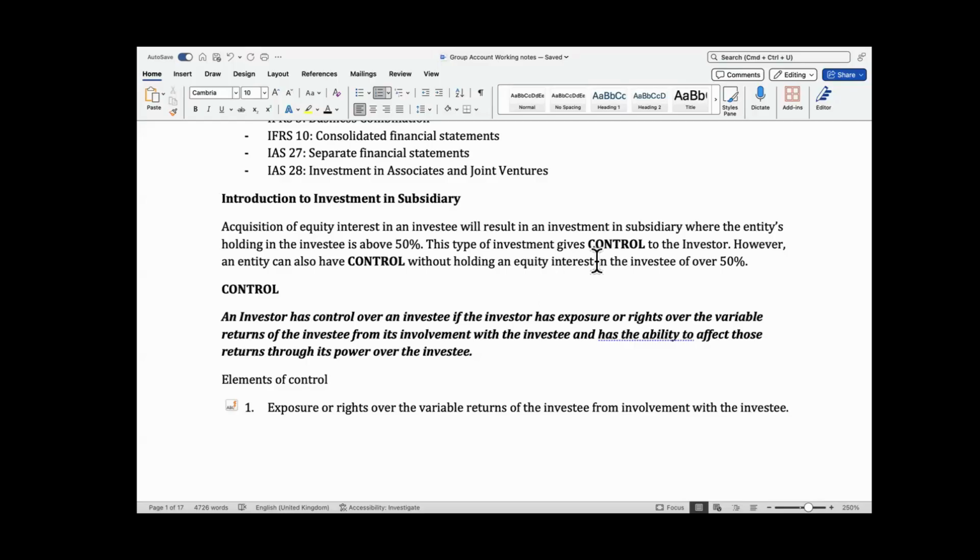And secondly, he has the ability to affect those returns through his power over the investee. That means the second is power over the investee. So another element of control is power over the investee. And third is the ability to use the power to affect the variable returns of the investee. These are the three elements that signify control.